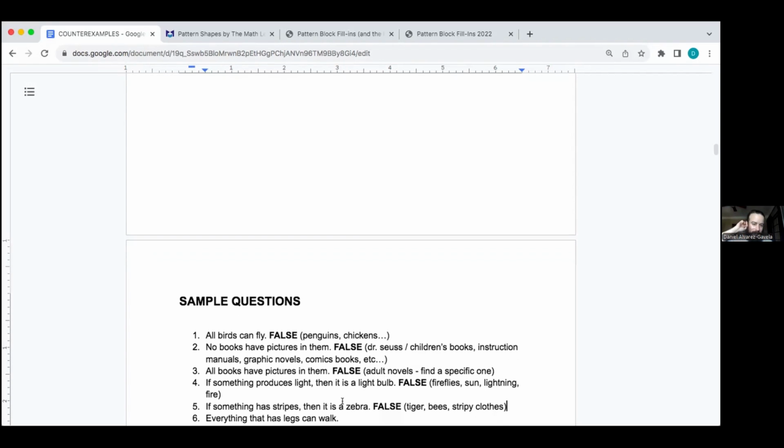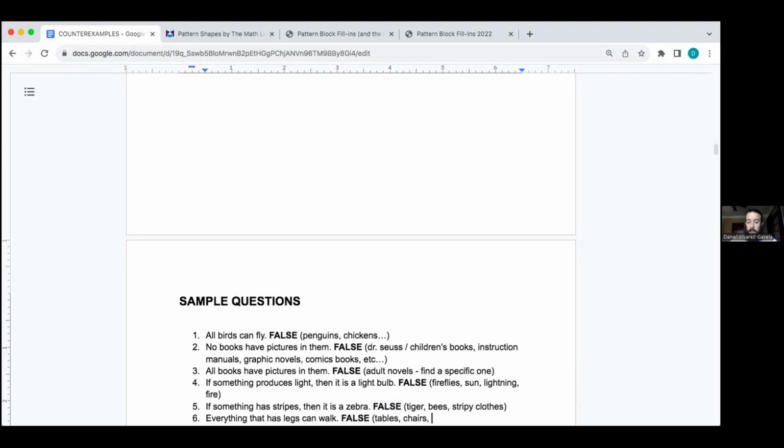So let's have a look at this one, which again goes a little bit in the direction I was mentioning. Everything that has legs can walk. What do you think about that one? Is that a true statement, or can someone prove me wrong? Tables have legs. Okay, great. So you see, tables have legs, but they cannot walk. Chairs have legs, but they cannot walk.